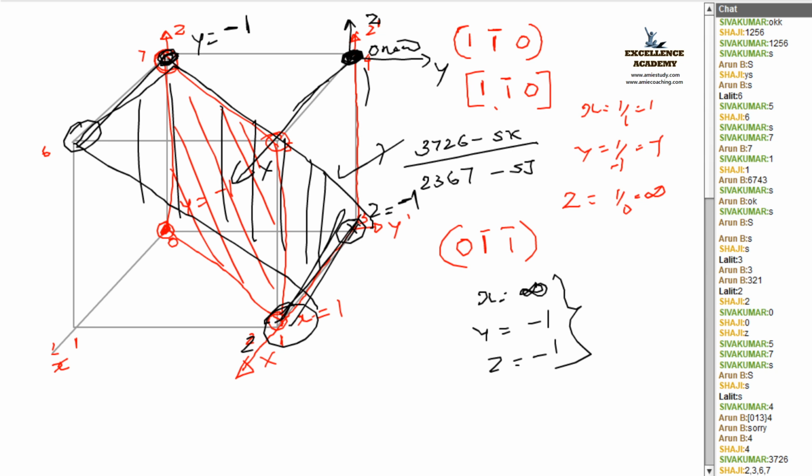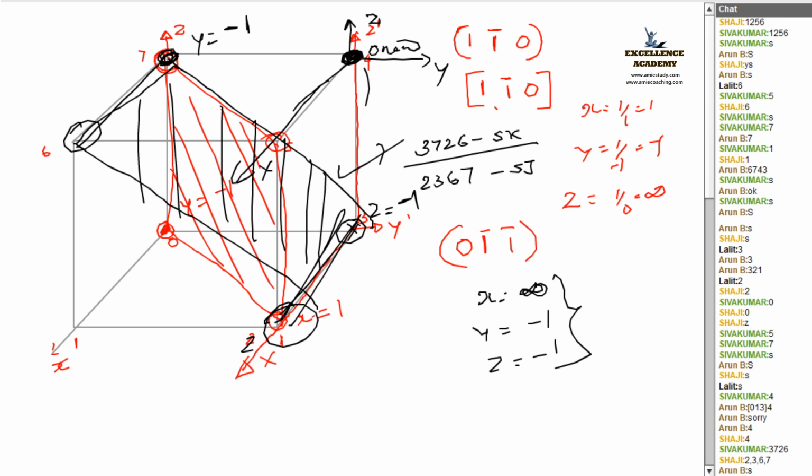Lalit, is it okay to you? Lalit, are you there? Others, please mark the direction also. 1 minus 1 0 in square bracket. Please give me the answer for 1 minus 1 0 in square bracket. That means Miller indices for direction. Give me the final answer.